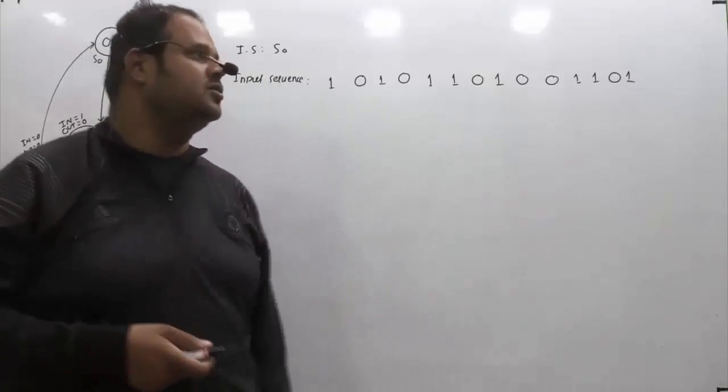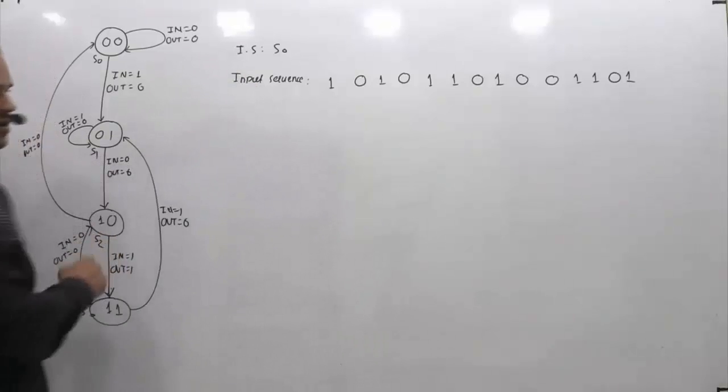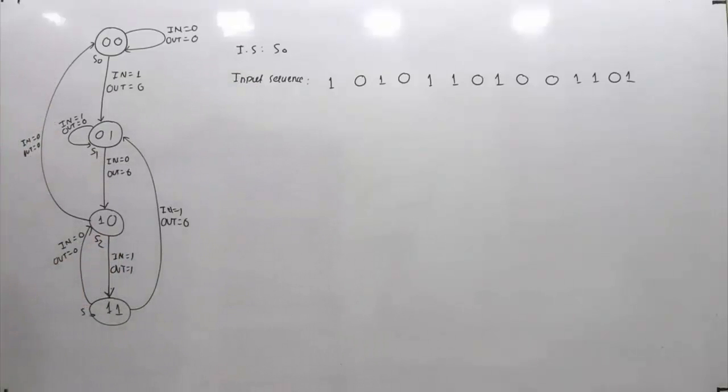Okay. So many informations are given, and in simple language let me tell you what is given. So there is a state diagram like this, and the initial state is given as S0. I think you know this. What is the meaning of all these lines and what is being written? I think you know this.